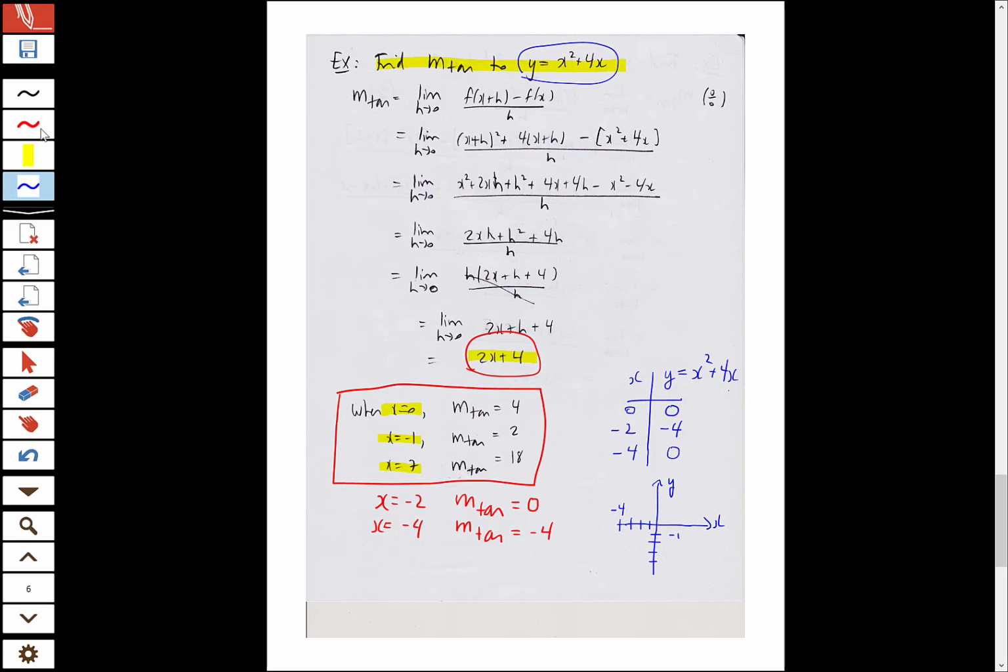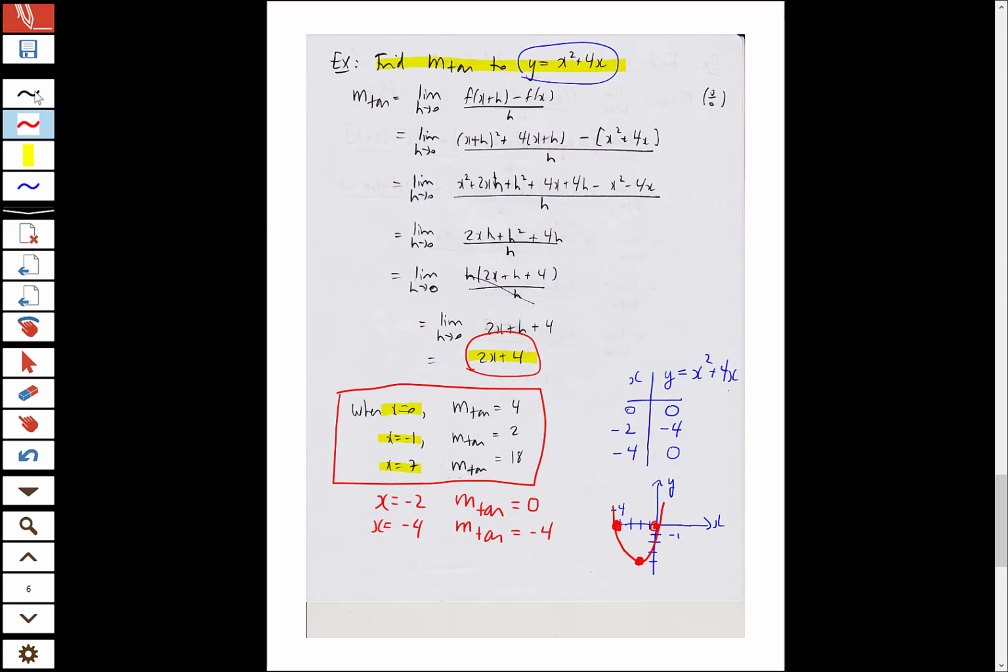And let's just plot these points. Okay, so when x equals 0, y is equal to 0. When x equals -4, y is equal to 0. And when x equals -2, we're down here at -4. Okay, so our parabola looks a little something like that.